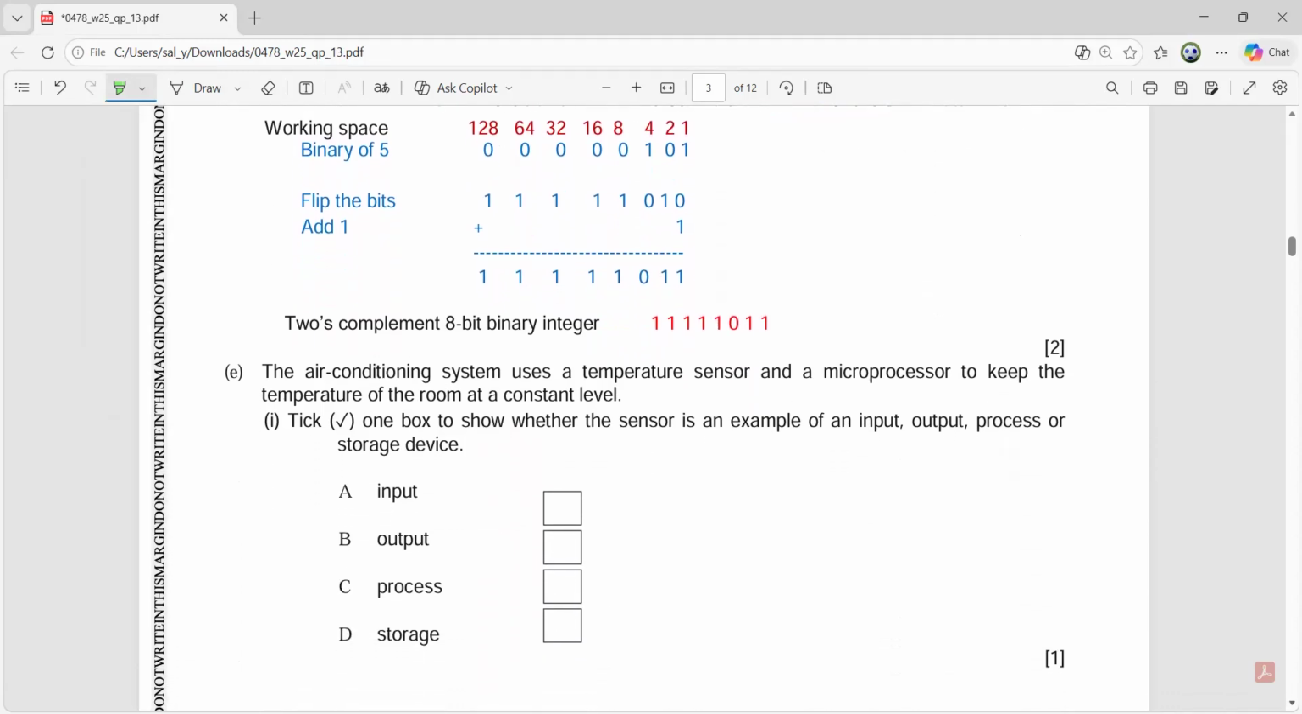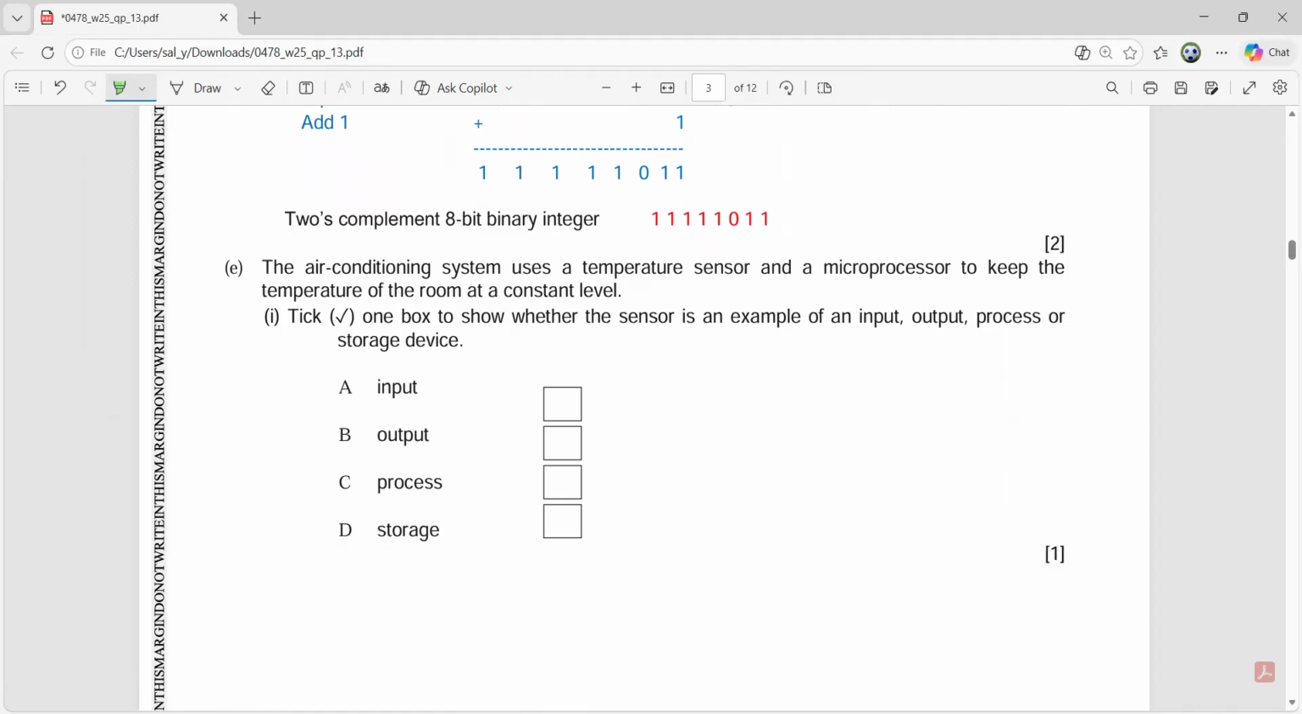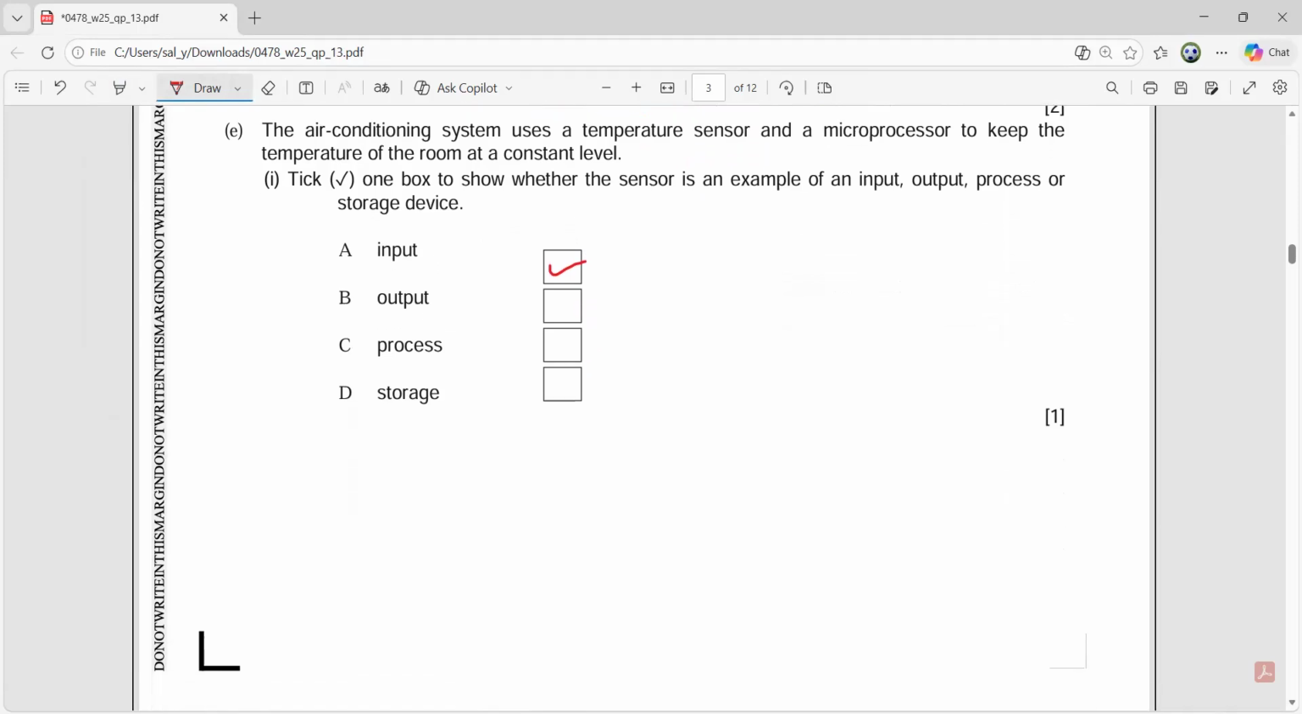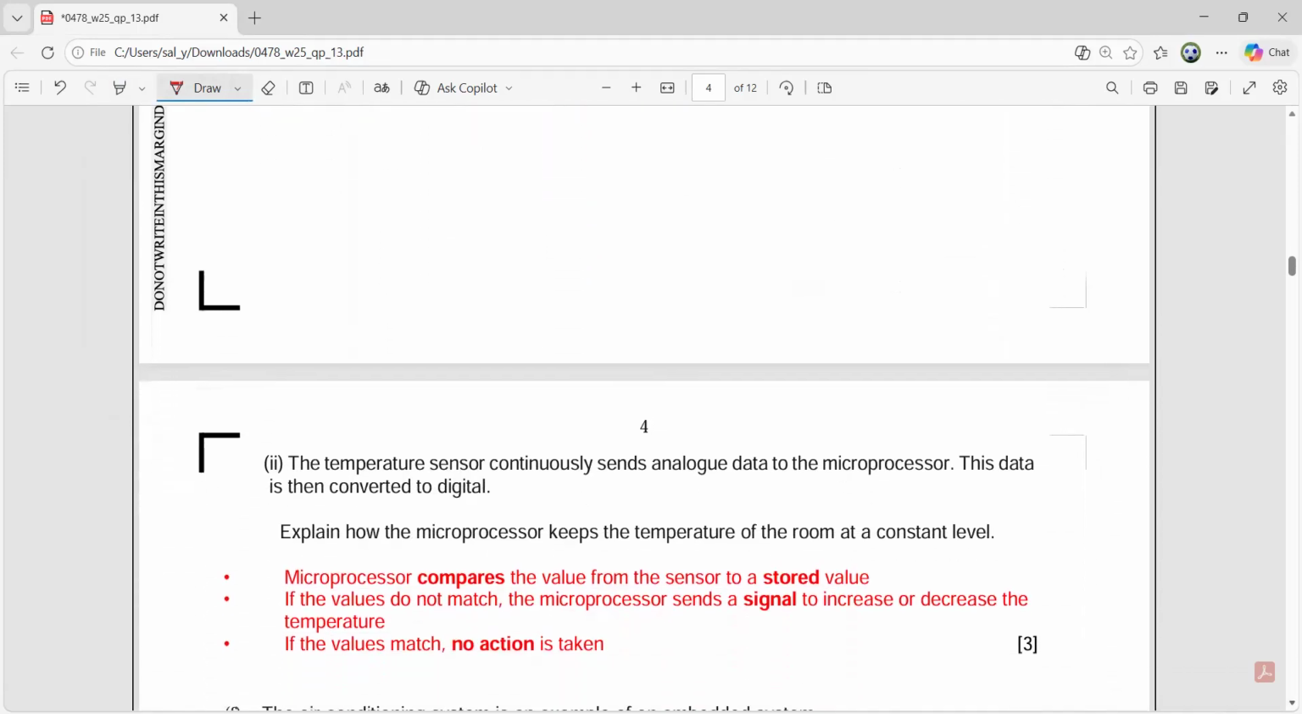Part E. The air conditioning system uses a temperature sensor and a microprocessor to keep the temperature of the room at a constant level. Tick one box to show whether the sensor is an example of an input, output, process, or storage. So what is it? It's definitely an input device. This is what we know. So input is the right answer. In this manner, you will be able to gain 1 out of 1 very easily.